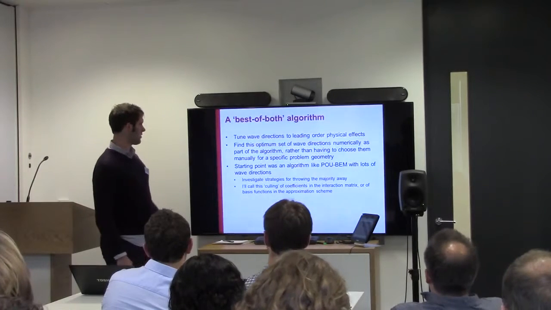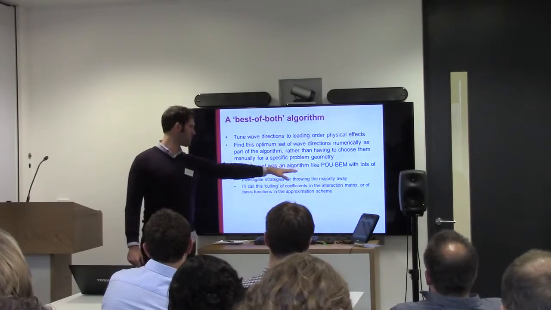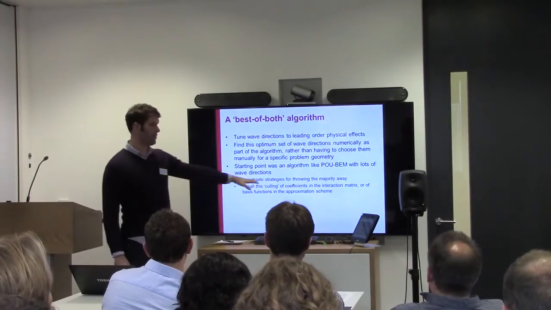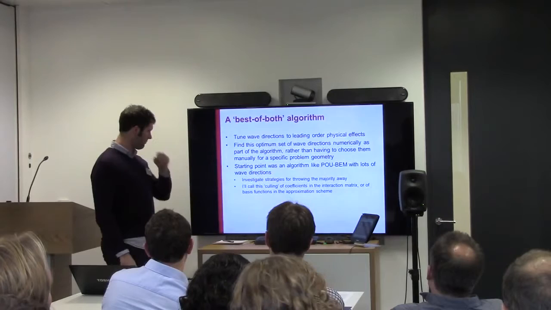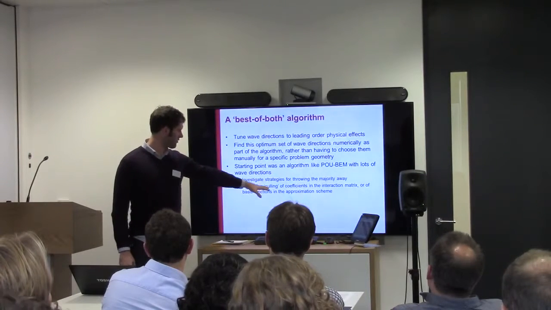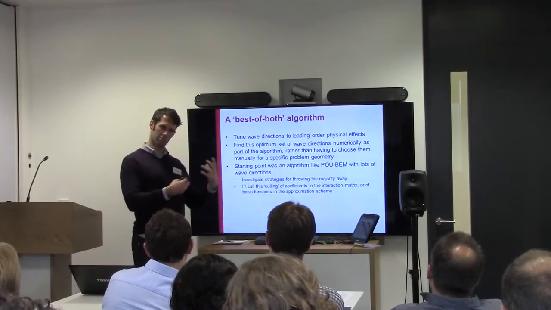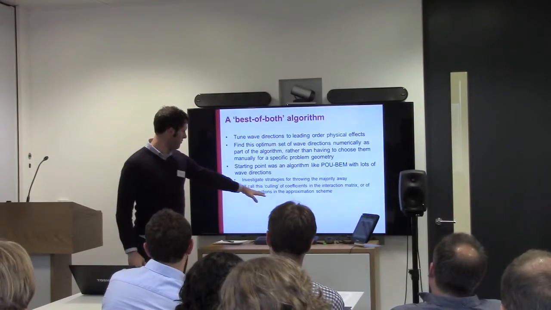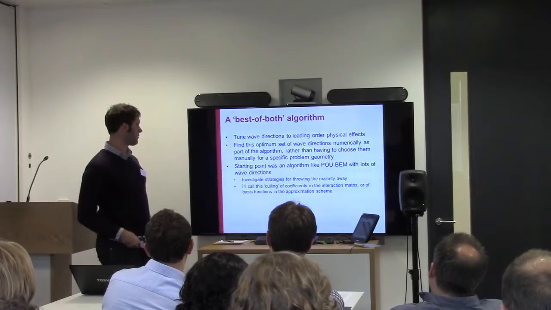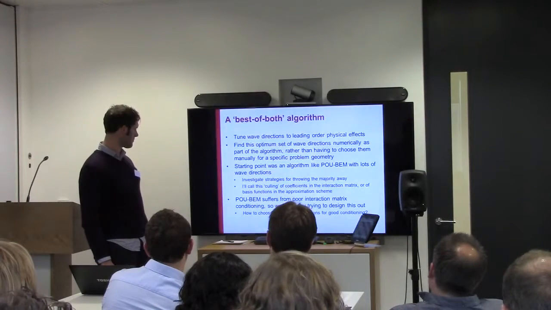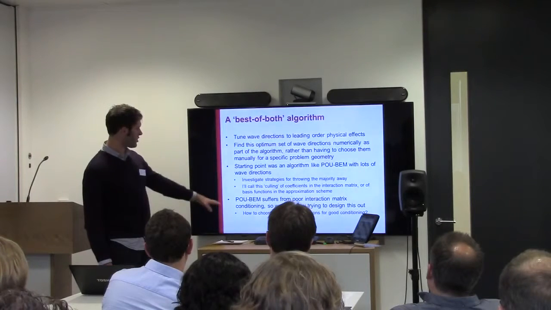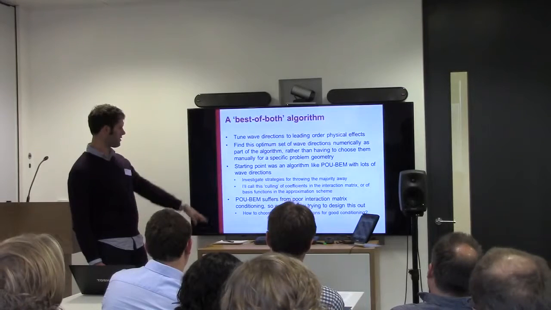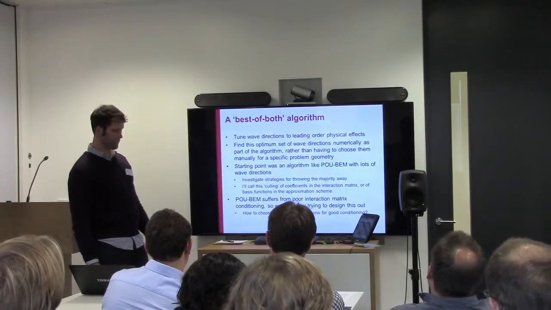As a starting point, we used an algorithm like partition of unity BEM, which has a lot of wave directions, and then started looking into strategies for throwing the majority of them away. I've called this culling of coefficients in the interaction matrices in that big expensive loop, or of basis functions like wave directions in the approximation scheme I'm using. One issue with all of this is that we get poor matrix conditioning. So we started off by trying to design that out and choose sets of wave directions for good conditioning.